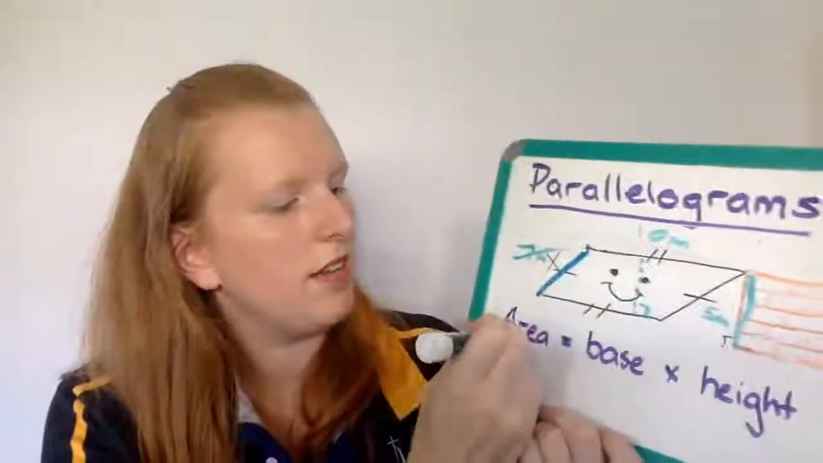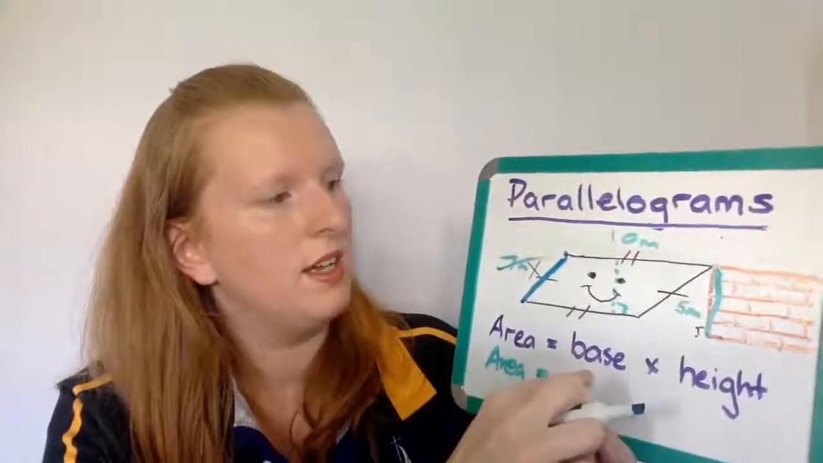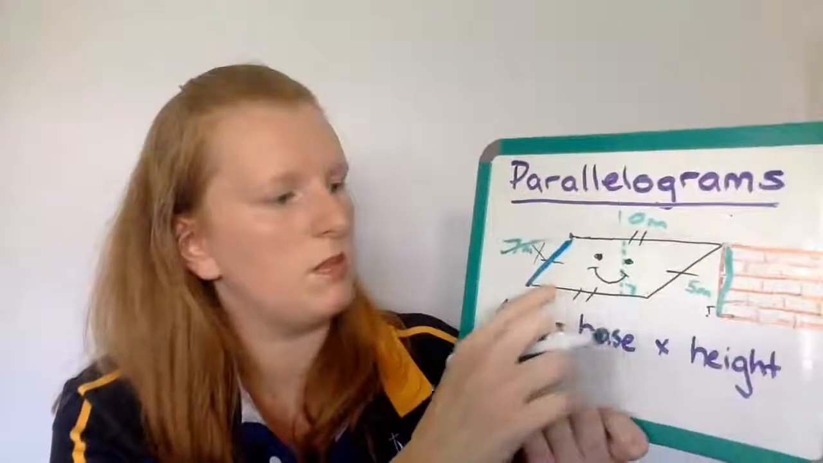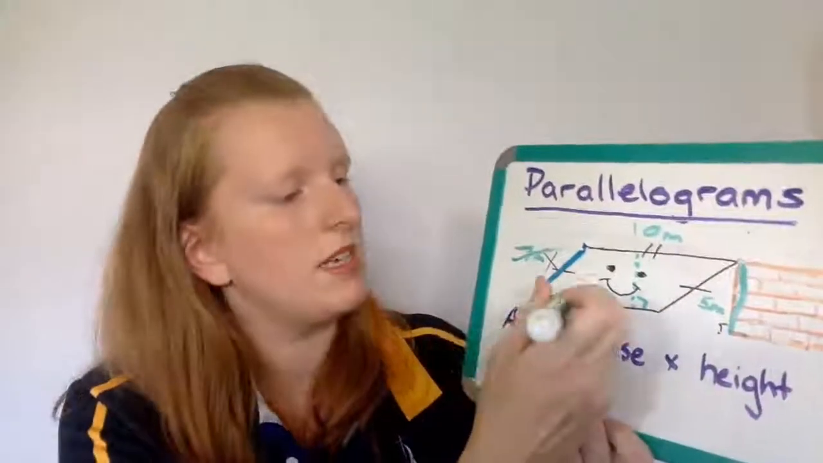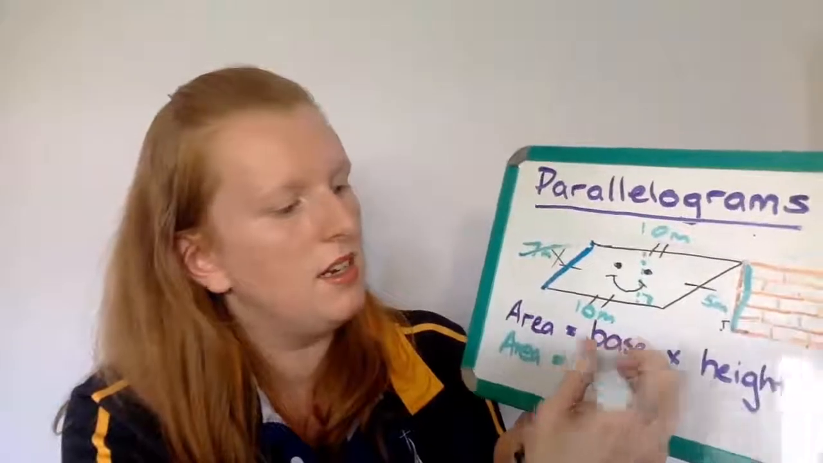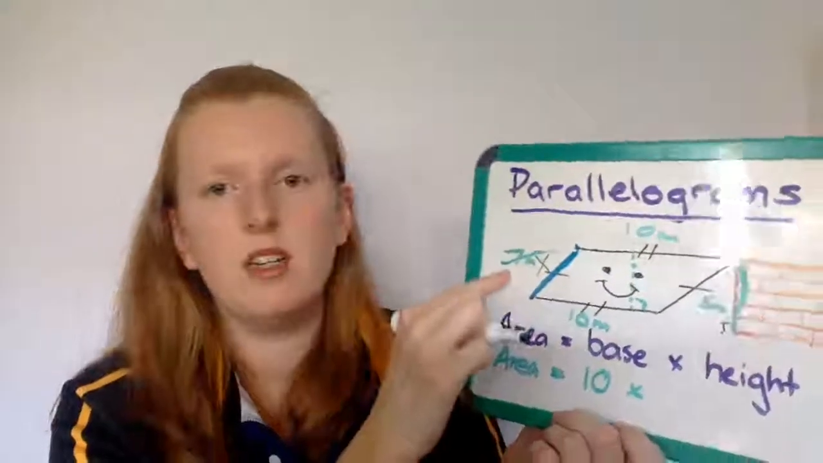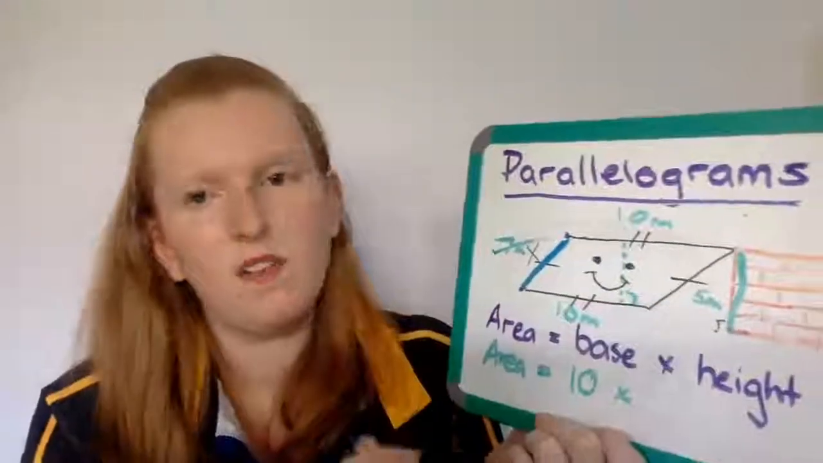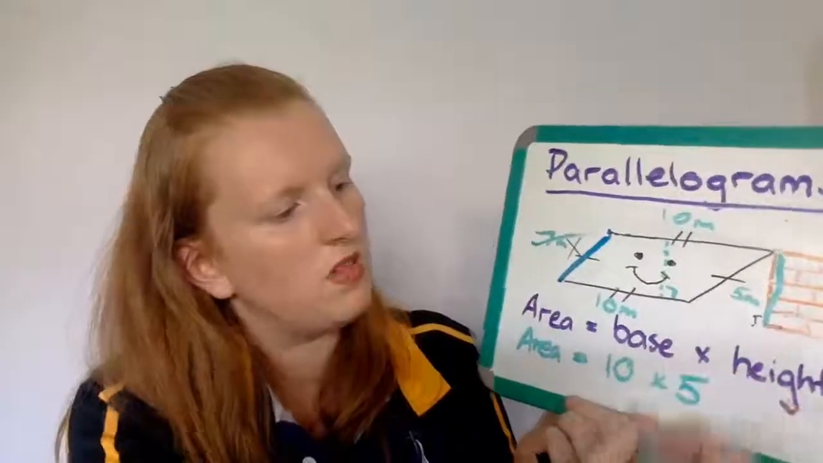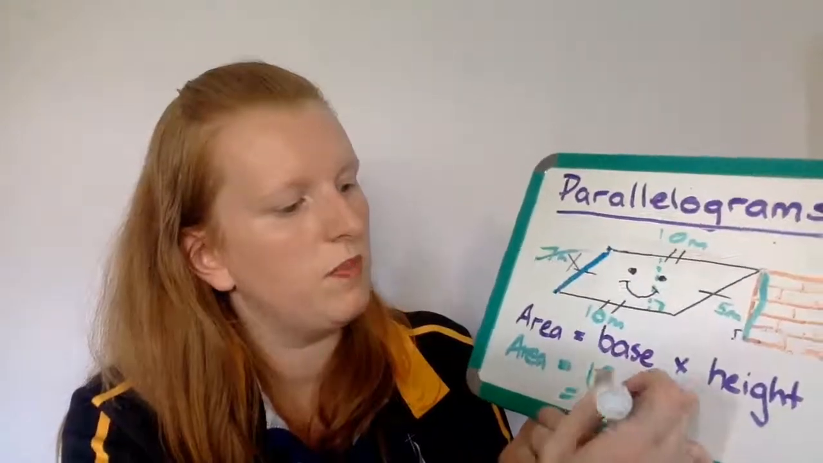So to calculate the area equals base. Because this side up here is the same as this side down here, I can put my 10 meters down there too. My base is 10 times my height, and my height is not 7. My height is 5 meters, so it'll be 10 times 5. So my answer would be 10 5s are 50.